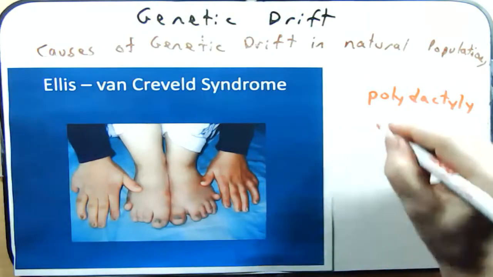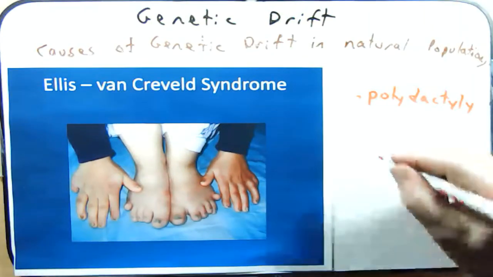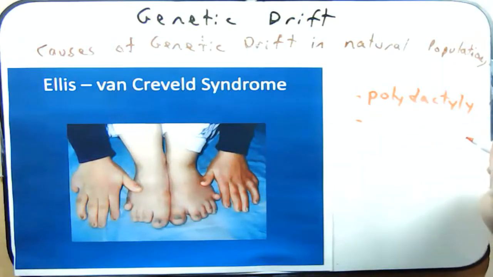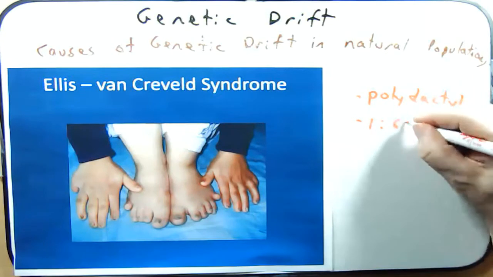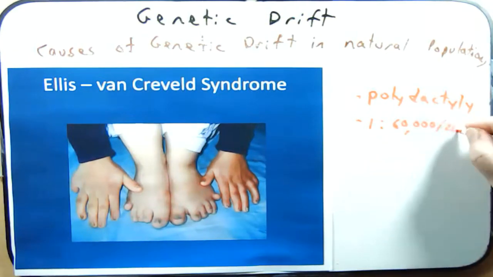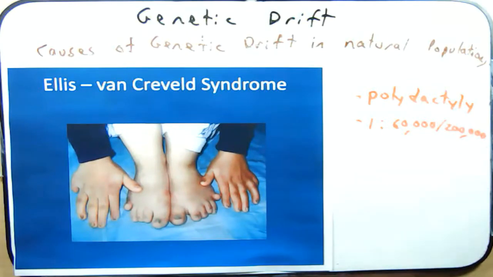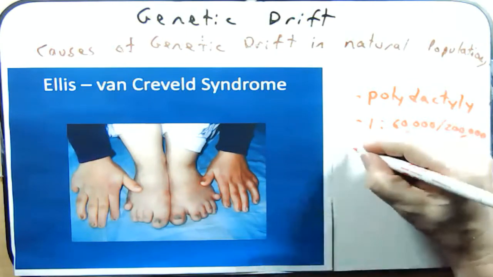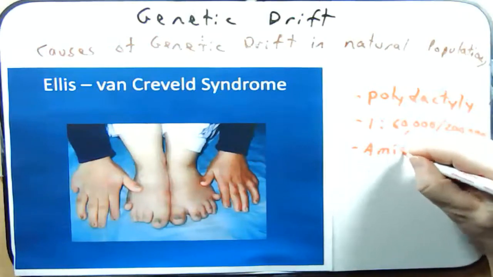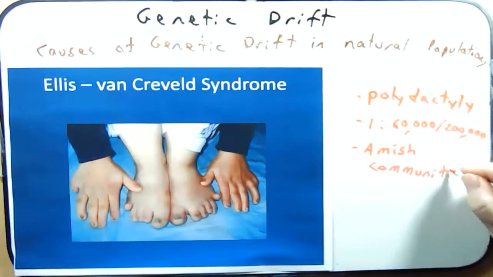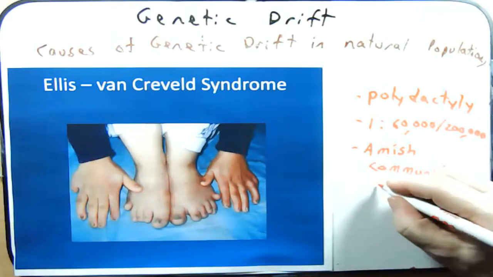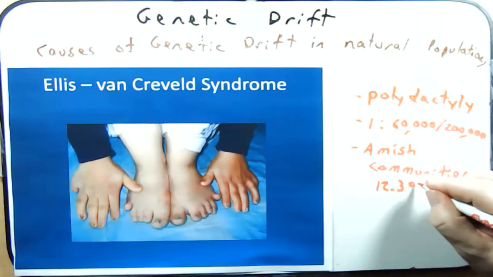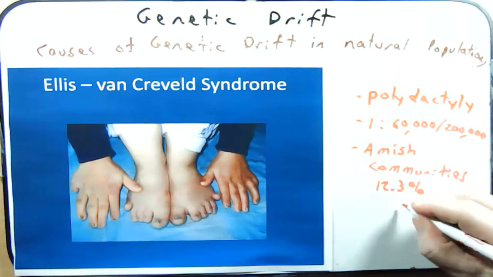Now this syndrome, in most parts of the world, has a very low incidence, about 1 in every 60,000 or 200,000 individuals, depending on the population that you're looking at. So it's very rare. However, in some Amish communities, it is much more common. In fact, in these communities, about 12.3% of the members are heterozygous.